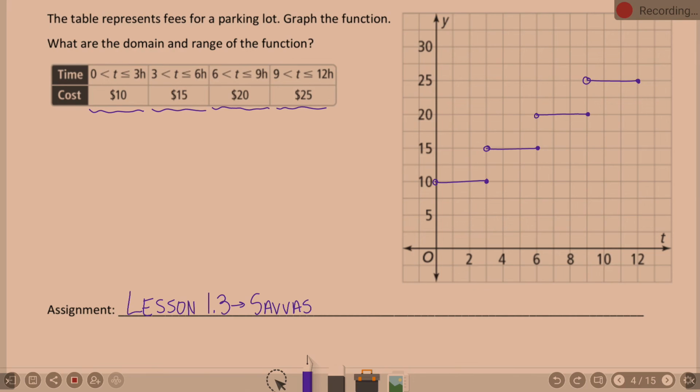Now do you see why it's called a step function? Looks like steps floating in the air, doesn't it? They're just not connected to each other. Okay, two things to finish this problem up. Then the time is yours. Domain and range.